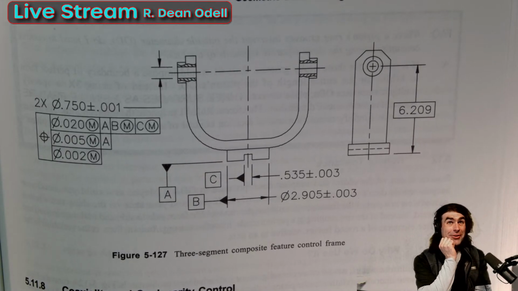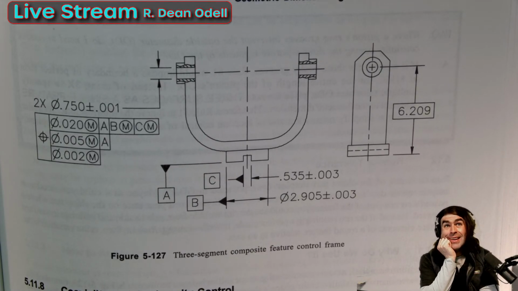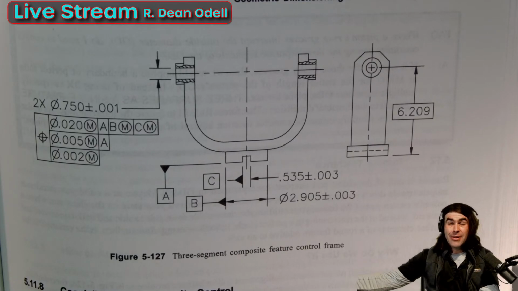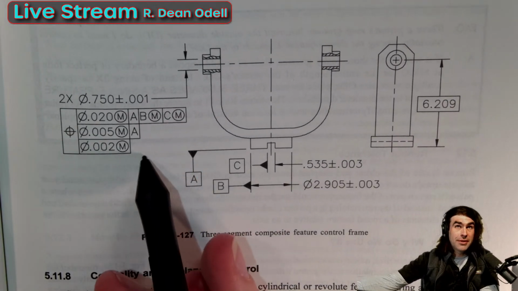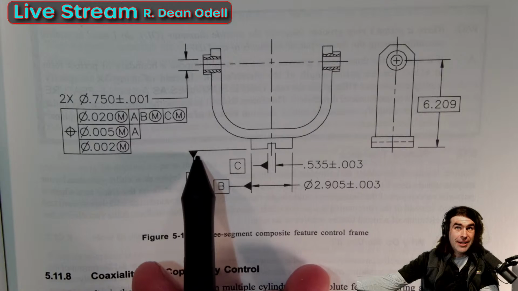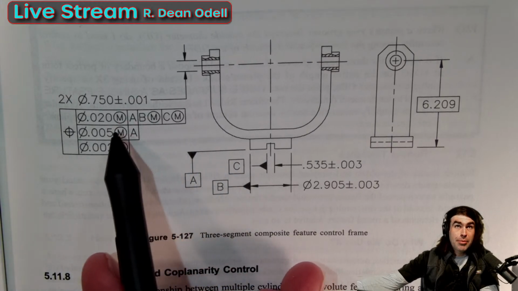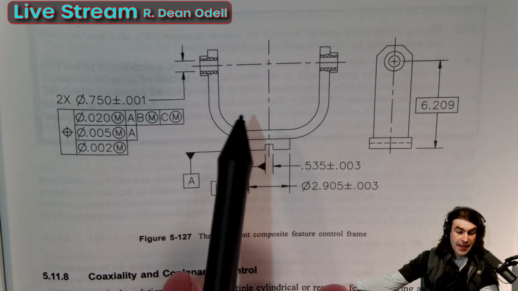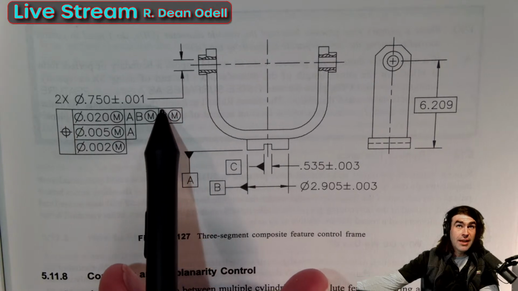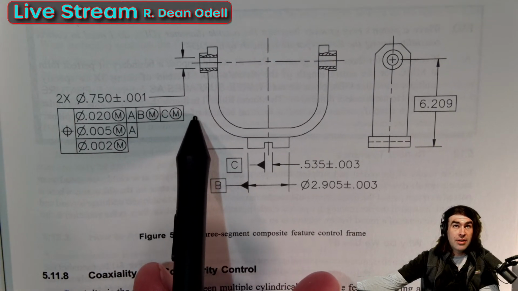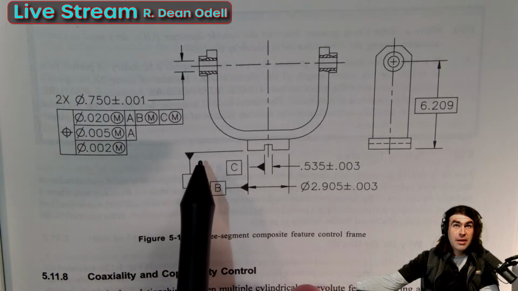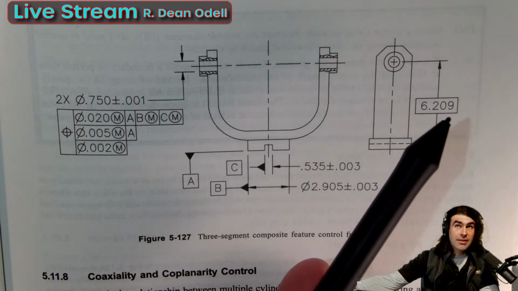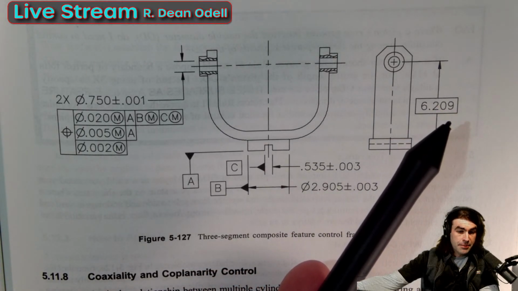So we've got a triple composite position. Let me see if I can kind of break this down live. All right. So with composite position, this top one is going to control the pattern and the feature-to-feature relationship. So translation and rotation to the datum reference frame, right? So the translation is the distance, this point, or 6.209.